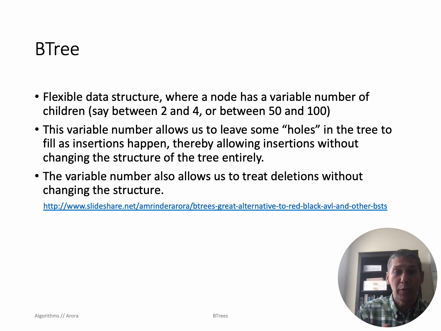This variability allows us to have certain holes in the tree. So when we want to add a node, we can very easily add it. If we delete something, as long as it's still within these bounds, it's okay. So you can have deletions without changing the structure. And because you have a higher B value, a higher branching factor, the height will be smaller. That is in a nutshell what a BTree is. If you want to read much more about it, feel free to follow the link to a bigger presentation about BTrees.